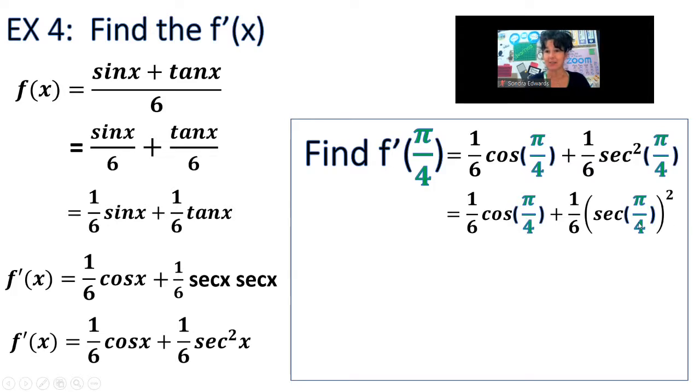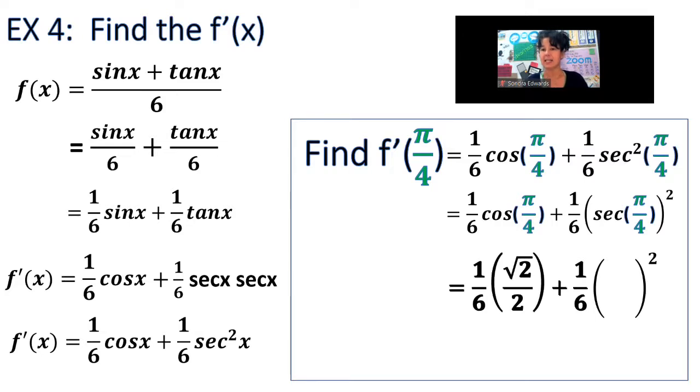And then secant is the reciprocal function for cosine. So you go to pi over 4 on the unit circle, and then you take the reciprocal of the x coordinate, and that's the answer to secant. All right, so I'm going to have 1/6 root 2 over 2. Again, that's the x coordinate at pi over 4, plus 1/6. And then secant of pi over 4 is the reciprocal of the x coordinate at pi over 4. So that's 2 over root 2.